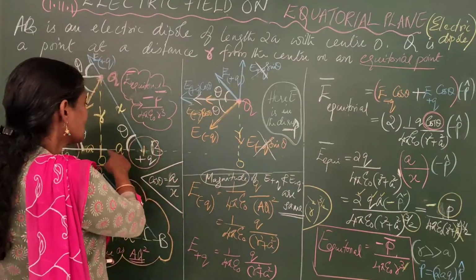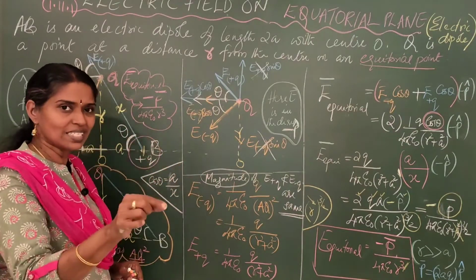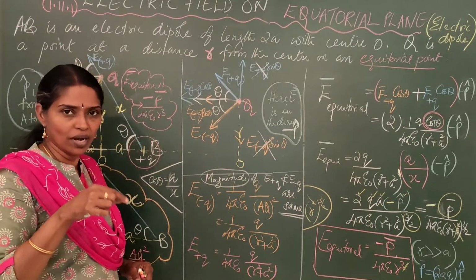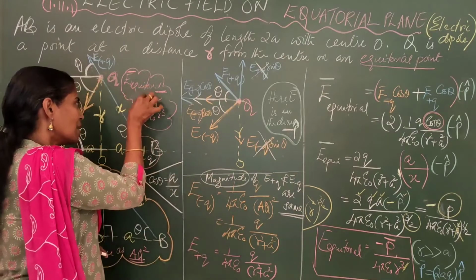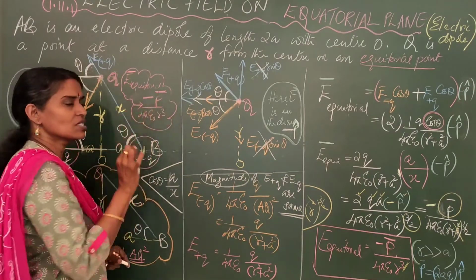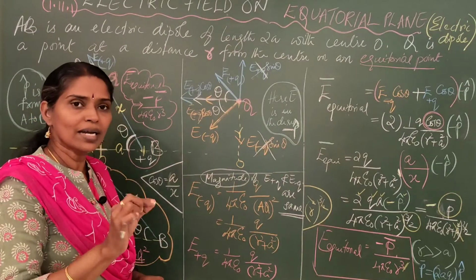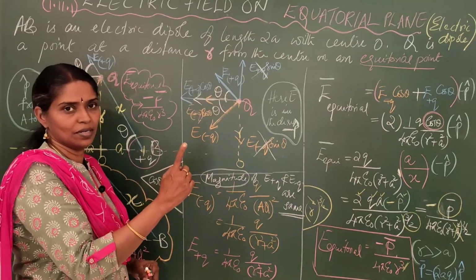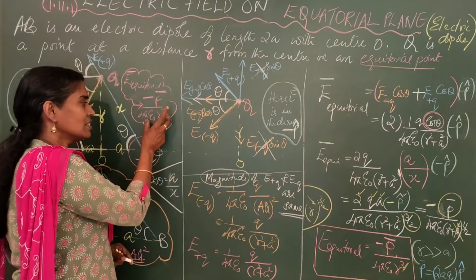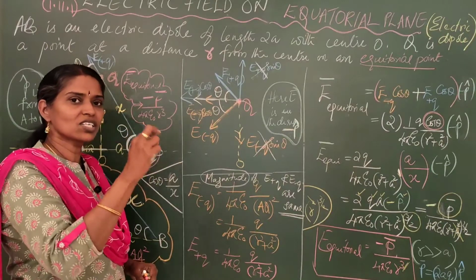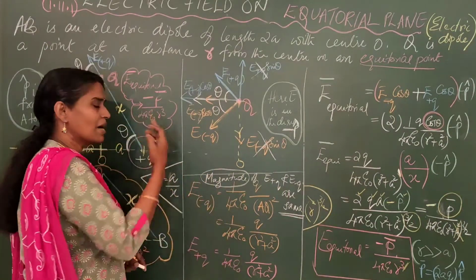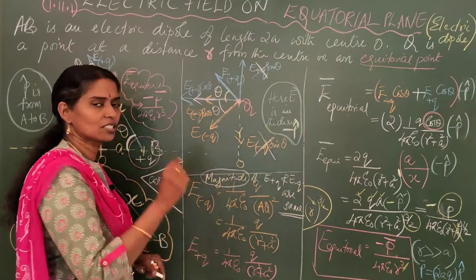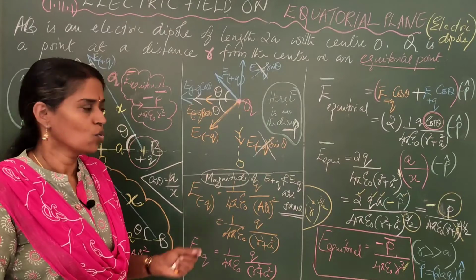Earlier, in the axial line, you got the value as plus 2p bar by 4 pi epsilon 0 r cube. Here the value is minus p bar by 4 pi epsilon 0 r cube. This shows that in the case of the axial line, the magnitude is twice and the direction is p cap. Here the magnitude is half, and the direction is the reverse of p cap, that is minus p cap. Hope it is very clear.